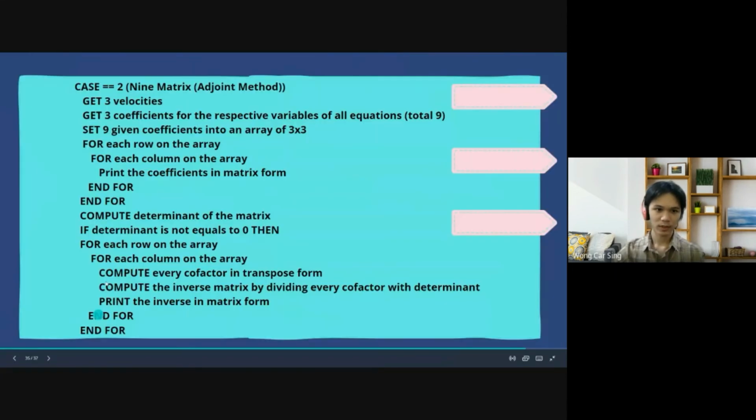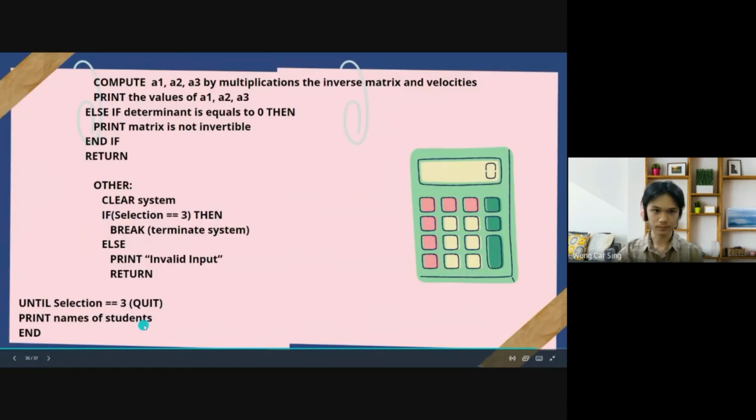And then return to the menu. If the user picks 2, then the program will get 3 velocities from the user, and then get 3 coefficients for the respective variables of all equations, a total of 9, and then set those 9 into a 3 by 3 array. In the nested for loop, print the coefficients in matrix form, and then compute the determinant of the matrix. If the determinant is not equal to 0, then in the nested for loop, compute every cofactor in transpose form, and then compute the inverse matrix by dividing every cofactor by the determinant, and then print the inverse matrix in matrix form, and for loop.